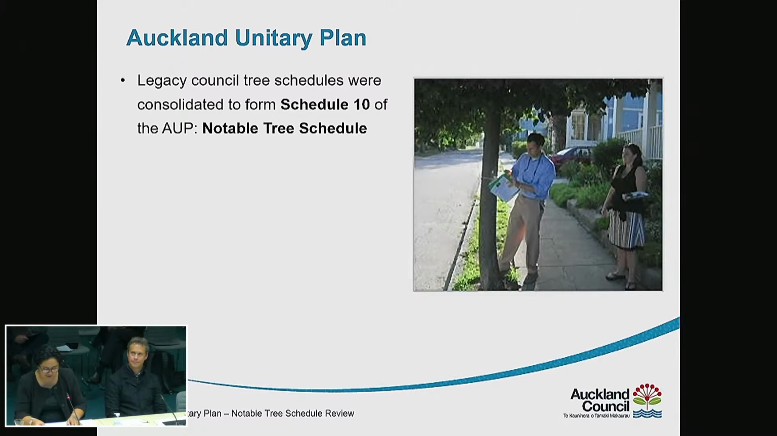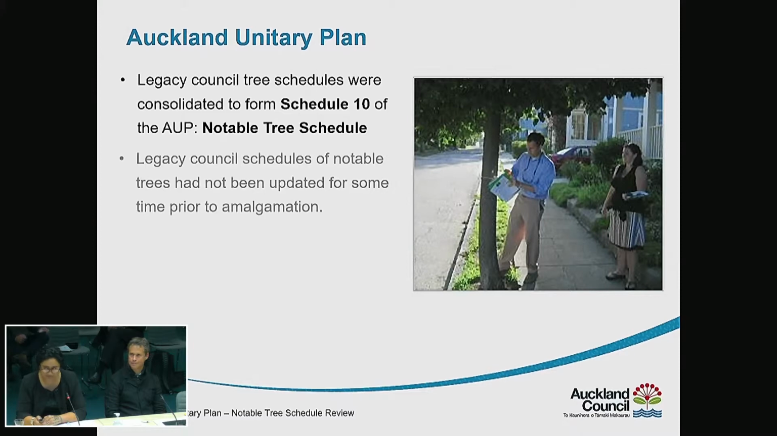Before councils were amalgamated and the Auckland Unitary Plan was created, each legacy council had its own schedule of notable trees. As part of the development of the proposed Auckland Unitary Plan, these schedules were consolidated to form Schedule 10, except for HGI Schedule Appendix 1G, which remains embedded in the HGI Plan.